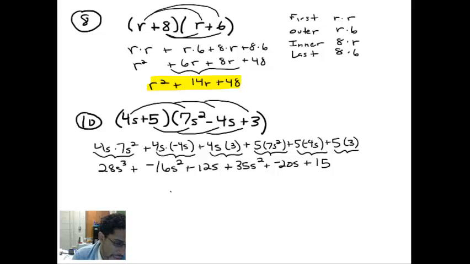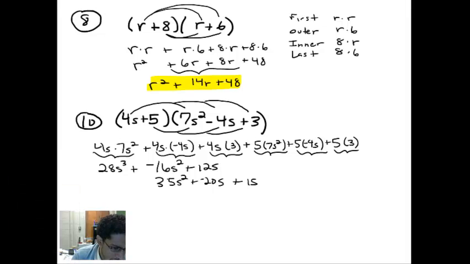There's a better way we could have written it out. The terms from the second multiplications could have been written in the following way. We could have staggered it. We could have put them down here: 35s squared, negative 20s, and then the 15. By doing it that way, it allows us to quickly match up terms that are alike, to add s squares with s squares and s's with s's.